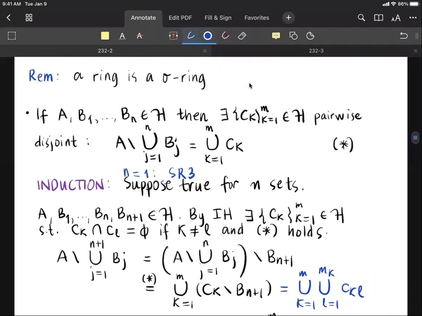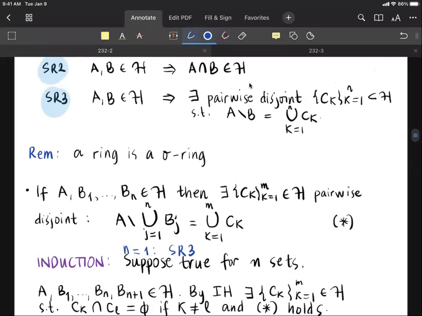Okay, so therefore SR3 is also valid when we take the difference, or when we replace B by the union of finite elements in the semi-ring.